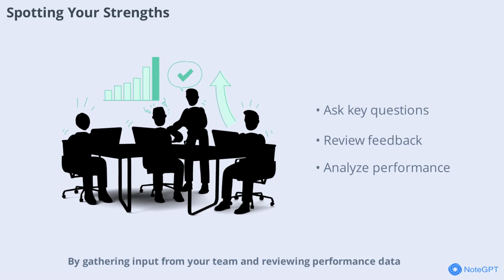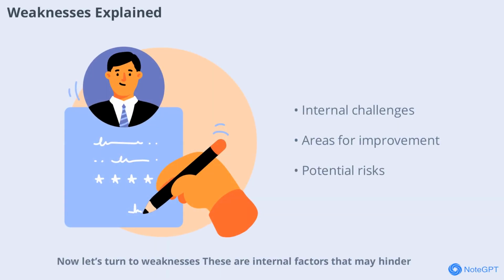By gathering input from your team and reviewing performance data, you'll build a comprehensive list of what makes your organization strong. Now let's turn to weaknesses. These are internal factors that may hinder your progress or put you at a disadvantage. Weaknesses could include outdated technology, limited resources, skill gaps, or poor brand recognition.